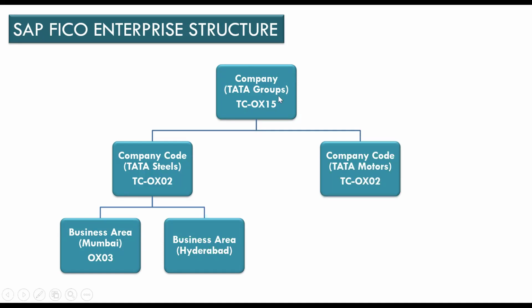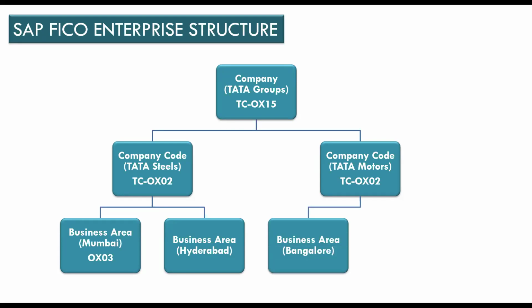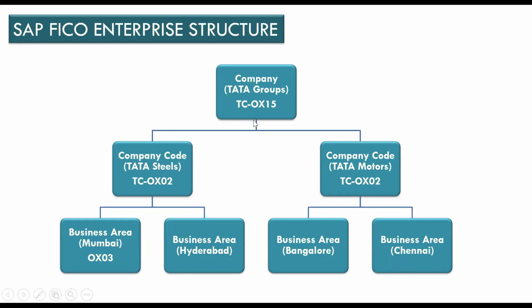As I told you, one company can have multiple company codes. Let's say we have the Tata Group. Under the Tata Group, we have Tata Steels and Tata Motors. So we can have multiple company codes. The company code is a legal entity which manages all the business transactions. Under one company code, as I said, we can have multiple business areas. So this is our enterprise structure. This is the very first step whenever we implement SAP: to create a company, company code and business area.